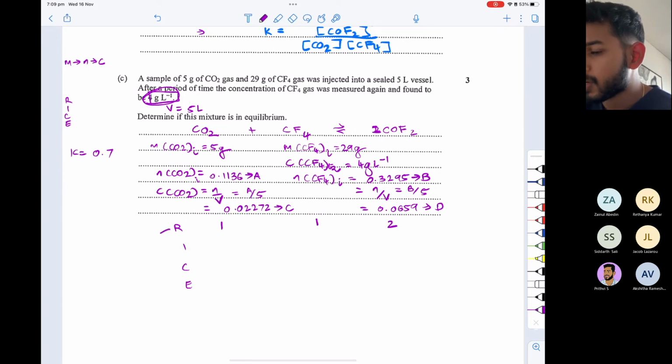Because the R, what does it affect, Sid? Does it affect the initial concentration, the change, or the equilibrium? The change. Very good. So I want all of us to remember, that's why we write the R, so we know what to divide by 2, to multiply by 2 based on the stoichiometric ratio. Good. So we know the initial concentration of CO2 is C. We know the initial concentration of CF4 is D. What is the initial concentration, Zainul, of COF2?